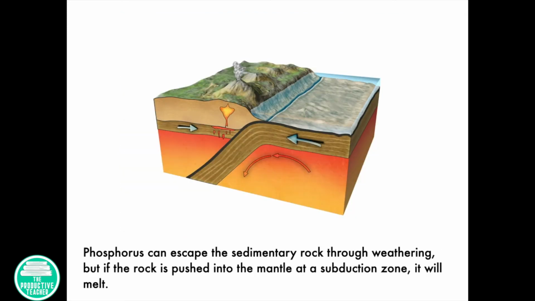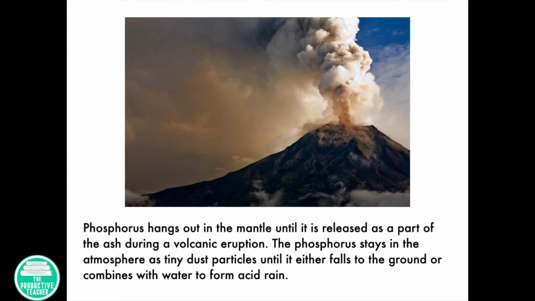Phosphorus can escape the sedimentary rock through weathering, but if the rock is pushed into the mantle at a subduction zone, it will melt. Phosphorus hangs out in the mantle until it is released as a part of the ash during a volcanic eruption. This phosphorus stays in the atmosphere as tiny dust particles until it either falls to the ground or combines with water to form acid rain.